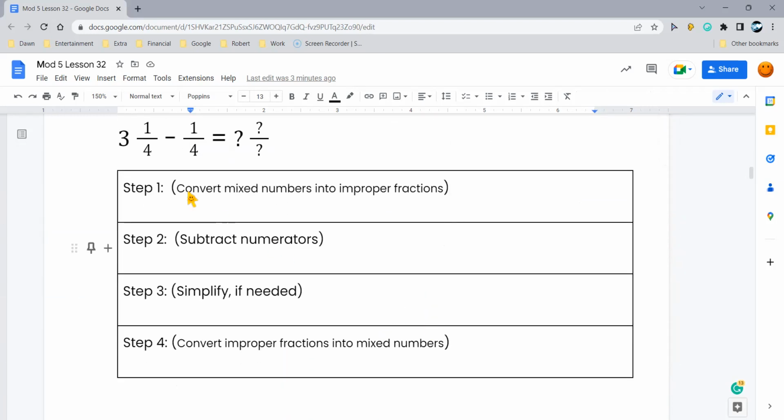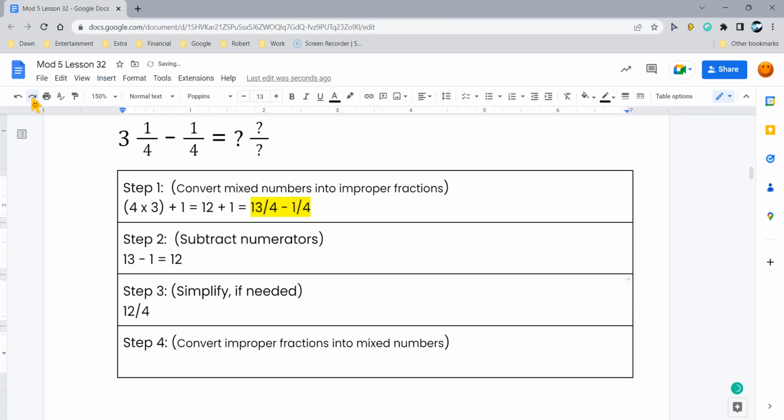Here is our example, you guys. We have 3 1/4 minus 1/4. So I'm going to write 4 times 3 plus 1, which gives me 12 plus 1, which gives me 13. And when I put that over my 4, I'm going to bring down my 1/4. Wow, that was hard to get out, you guys. My 1/4. I'm going to highlight it to remind me this is the sentence I'm using. Now I'm going to subtract my numerators, 13 minus 1, which gives me 12.